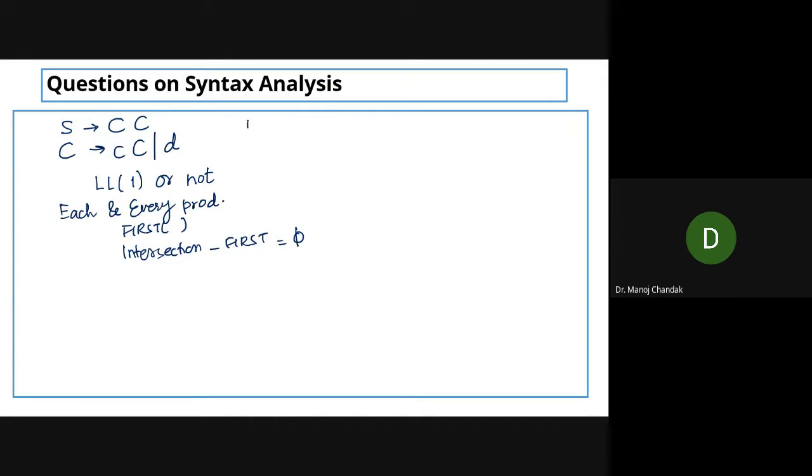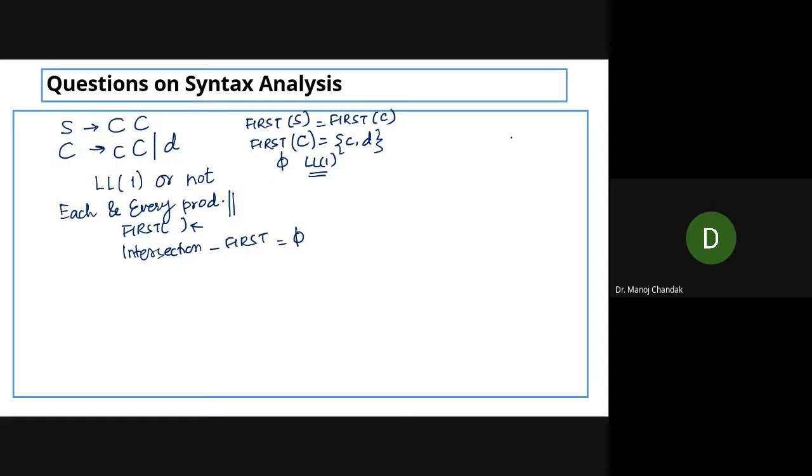For example, here if I say first of capital S is nothing but first of C, and first of C is nothing but C comma D, then the intersection will be phi, and the grammar can be considered as LL1. So every time you need not solve the entire problem, you can just find the first and check whether the grammar is LL1 or not.